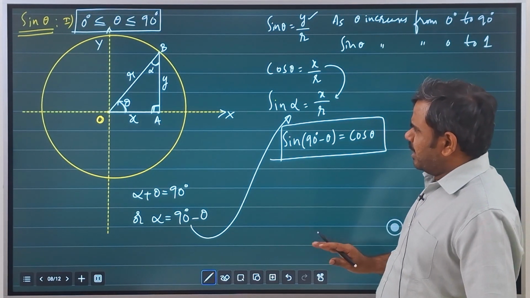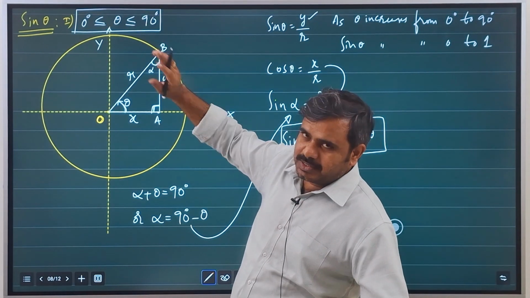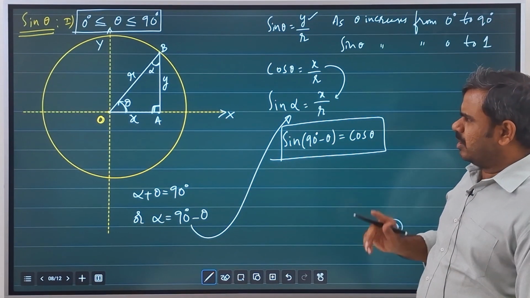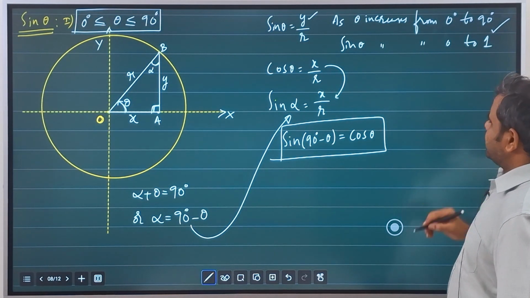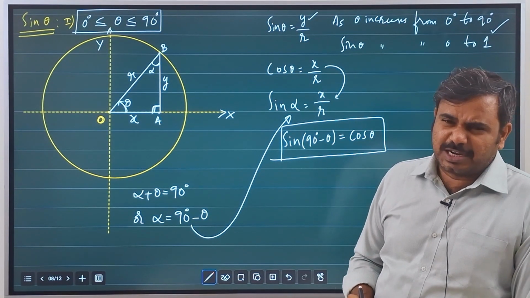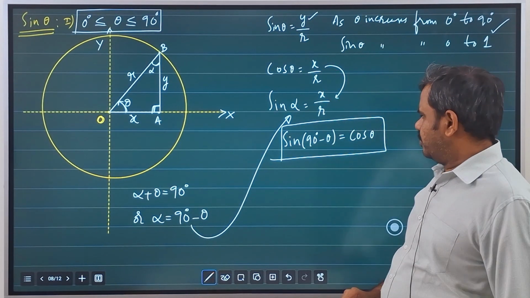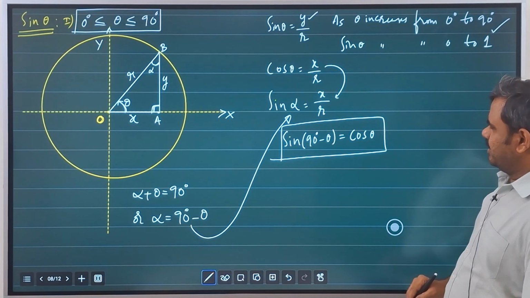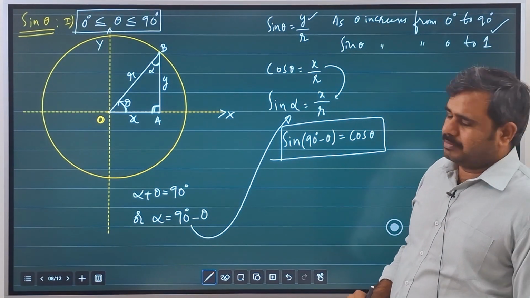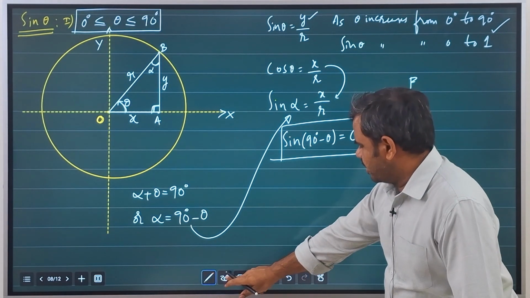So in the first quadrant, that is when the angle is between 0 degrees and 90 degrees, we have come to two conclusions about sin theta. One conclusion is that as theta increases from 0 degrees to 90 degrees, sin theta value increases from 0 to 1. And sin of 90 degrees minus theta is equal to cos theta. We have seen this for this quadrant.